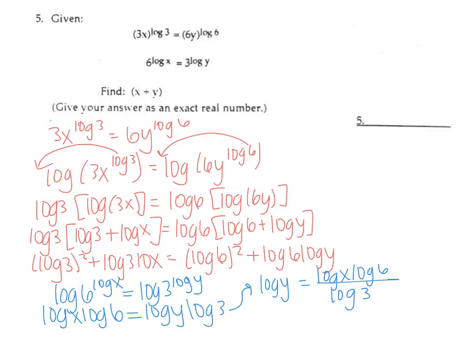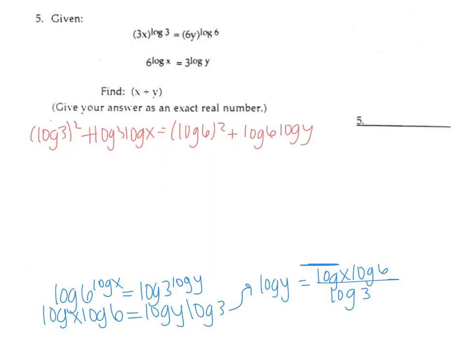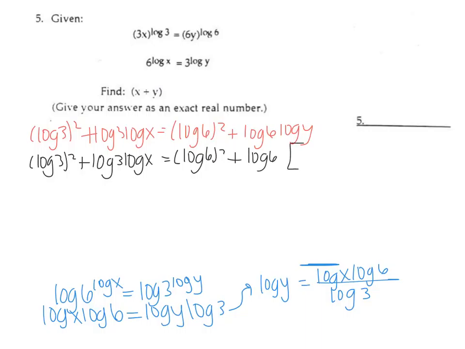Now I can do substitution. So in the equation that I have, I'm going to substitute for log of y. I've run out of room, so I'm going to erase some of what I've already done. Okay, so I just rewrote the equation from the first equation at the top, and now I'm going to substitute in for log of y. So I still have log of 3 squared, add log of 3, log of x, equals log 6 squared, add log of 6, multiplied by log 6 log x over log of 3.